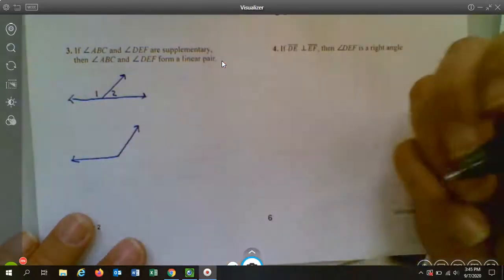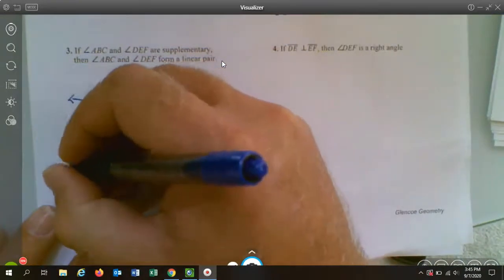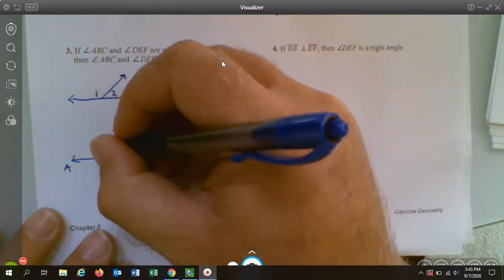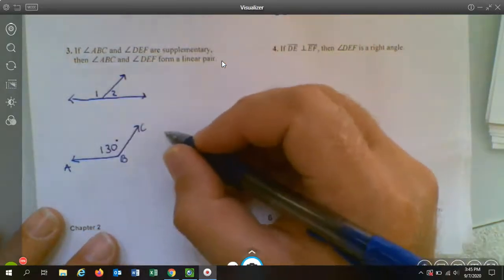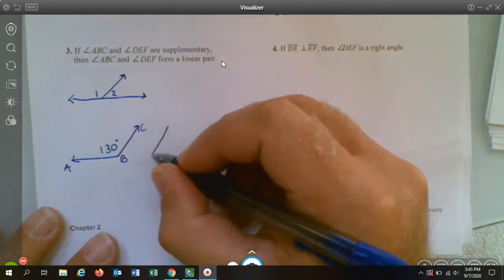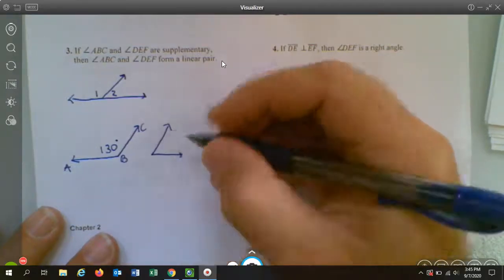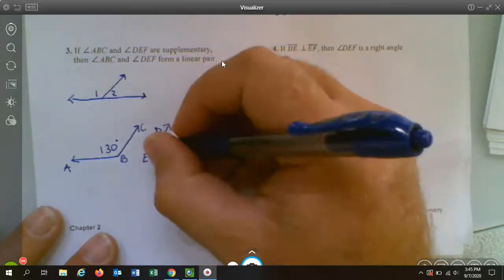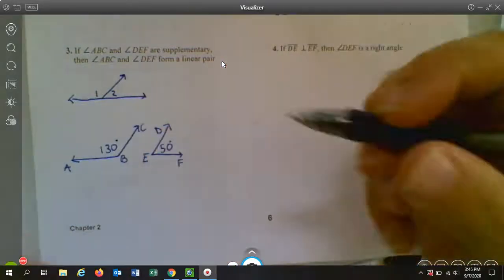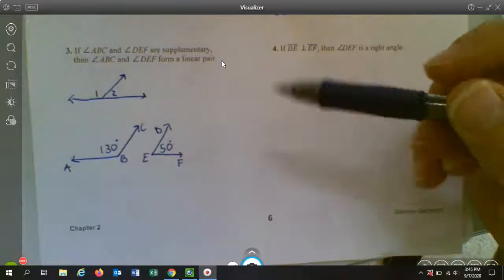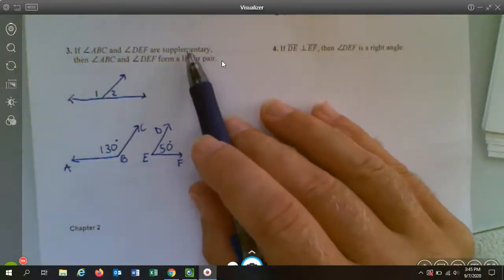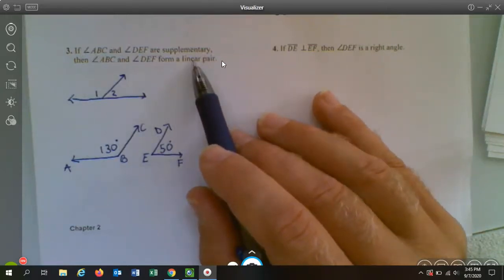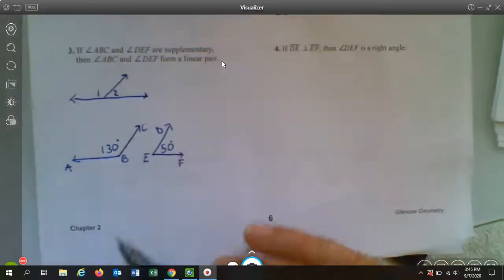So what if this was angle ABC? And let's just say it is 130 degrees. And angle DEF is 50. So are those two angles supplementary? They are, right? They add to 180. So the given information is still true. However, are they still a linear pair? Do they form a line?